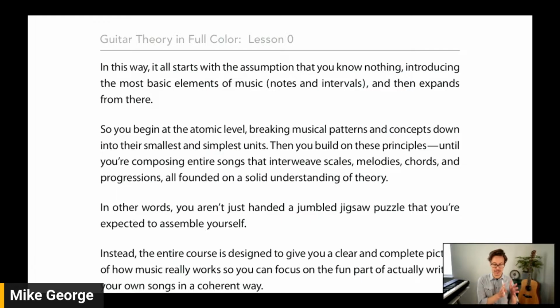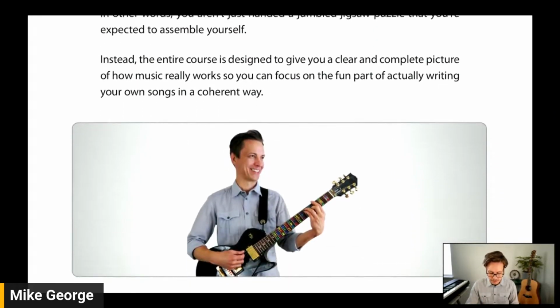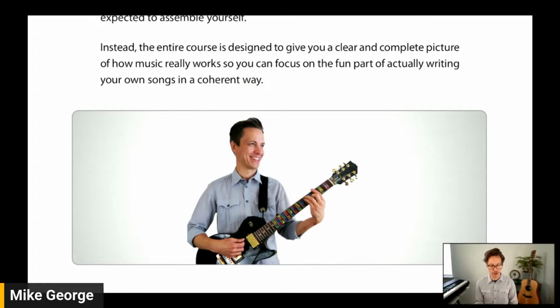So you begin at the atomic level, breaking musical patterns and concepts down into their smallest and simplest units. Then you build on these principles until you're composing entire songs that interweave scales, melodies, chords, and progressions, all founded on a solid understanding of music theory. In other words, you aren't just handed a jumbled jigsaw puzzle that you're expected to assemble yourself. Instead, the entire course is designed to give you a clear and complete picture of how music really works, so you can focus on the fun part of actually writing your own songs in a coherent way.